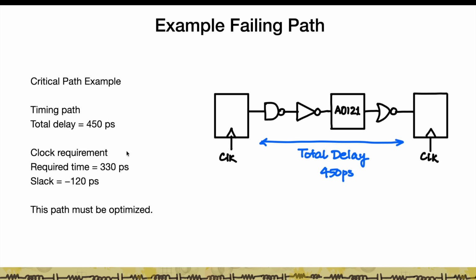The clock period is 400 picoseconds and the capture flip-flop needs 70 picoseconds of setup time, giving a required arrival of 330 picoseconds. We are 120 picoseconds over. This path is what the STA tool puts at the top of your worst slack report. It's the bottleneck. Until this path is fixed, the chip cannot run at its target frequency. Everything else is secondary.